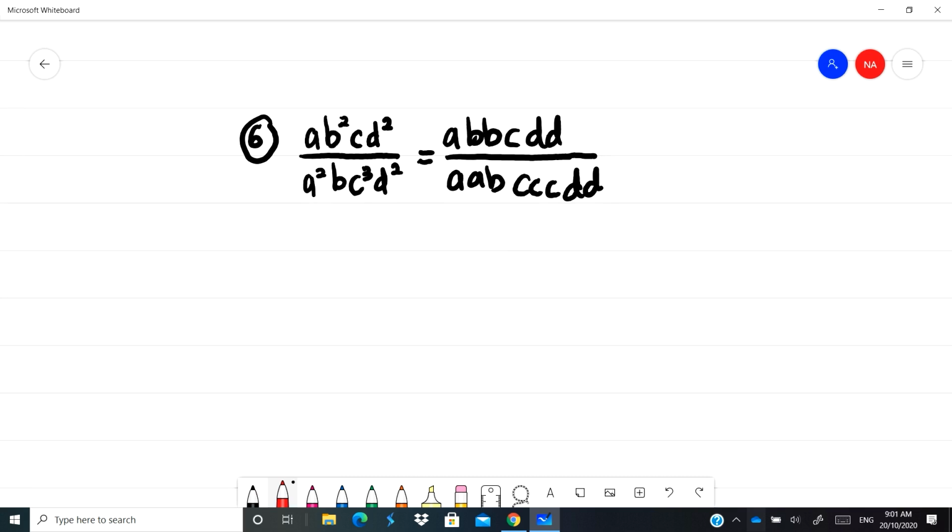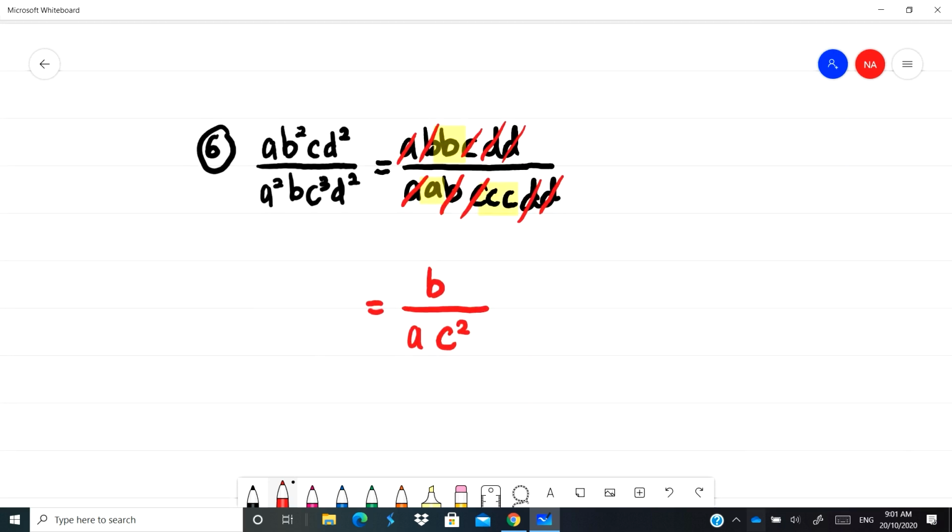So bila potong atas dan bawah yang sama, so we will have A dengan A, B potong dengan B, ada lagi? Tak ada dah, B dekat bawah kan, C potong dengan C sekali, D dengan D, D dengan D. Right, tengok dekat atas apa yang tinggal. Apa yang tinggal maksudnya yang ini. B kita tak potong kan. Kat bawah A, C, C. Kan? Tak ada dah kot. So we will have, dekat atas ada B, dekat bawah ada A, C square. So this is our final answer.